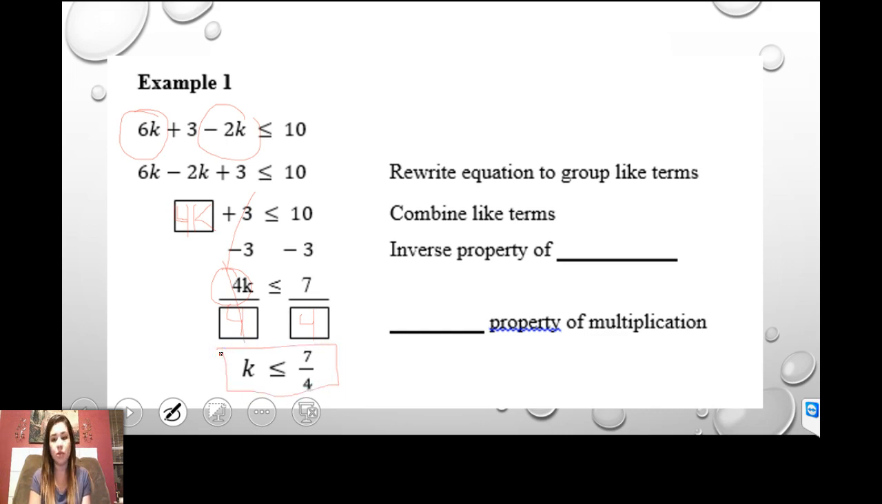Here it says rewrite equation to group like terms. We combine like terms and we use the inverse property of addition, and we also use the inverse property of multiplication.